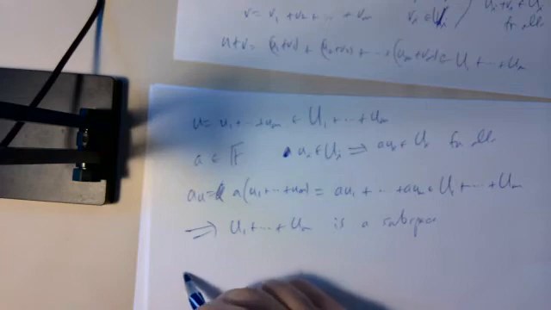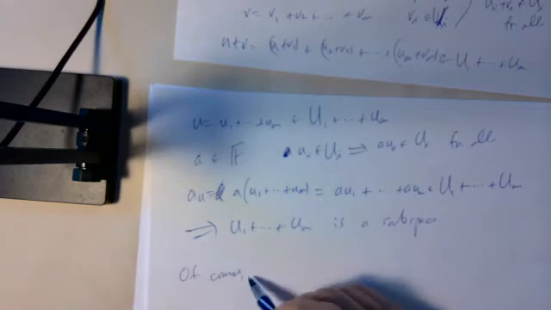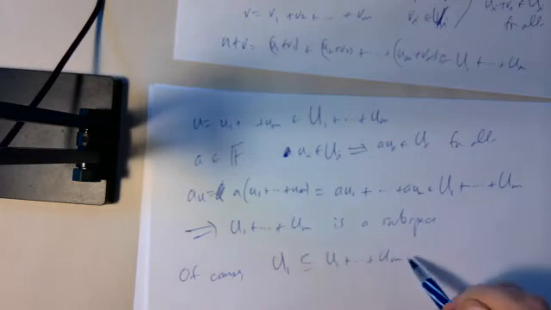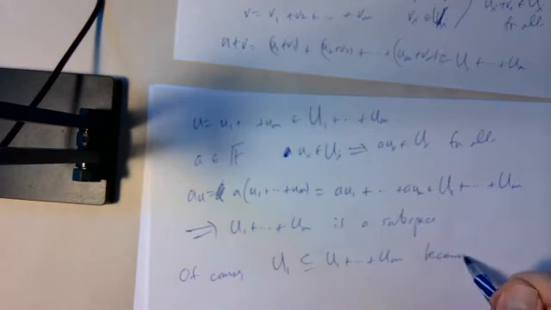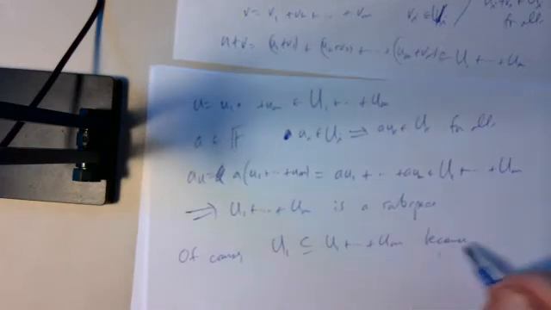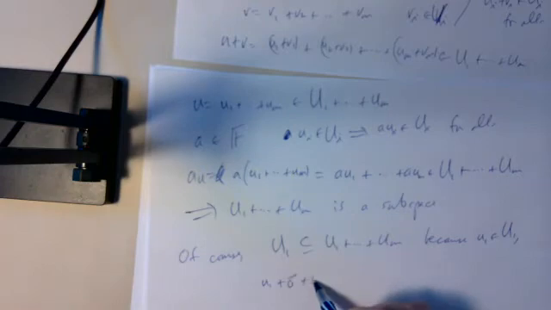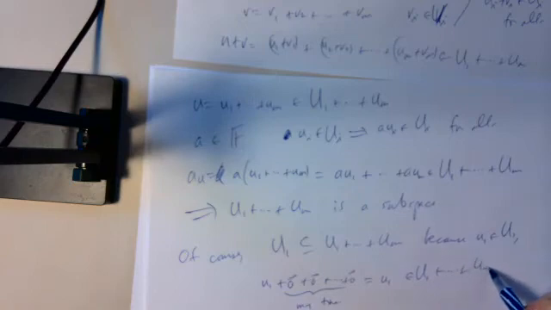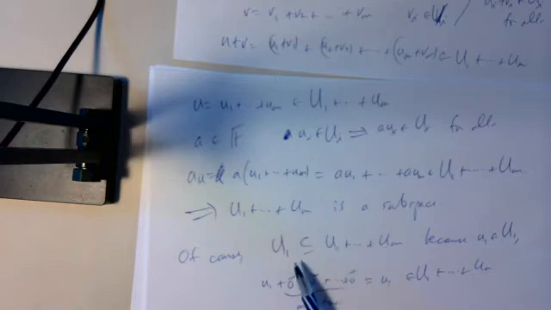And of course, for example, U1 is contained in U1 plus up to U sub m, because if we take any vector u1 in U1, u1 plus 0 plus 0 plus 0, do this m minus 1 times, that's u1, so it is in U1 plus up to U sub m. And the same argument holds for all of the U's. So this subspace contains each of the subspaces U1 up to U sub m.